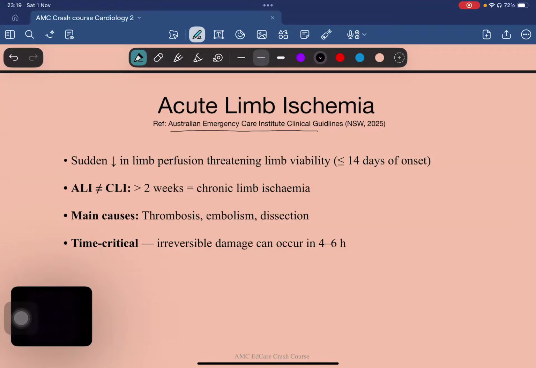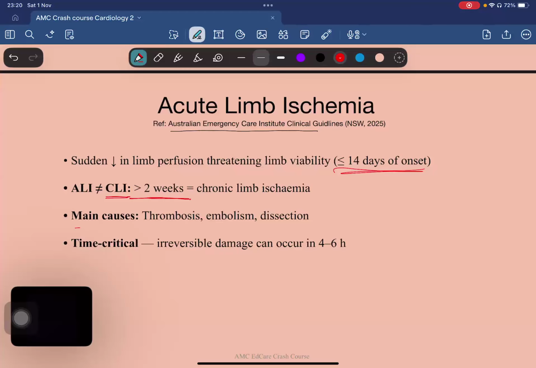So acute limb ischemia is a surgical emergency, of course. It is a sudden drop in arterial blood flow to a limb that could threaten its viability. This Emergency Care Institute defines acute limb ischemia as a loss of perfusion within 14 days. That's how we define the acute one, which is basically 2 weeks. And if the symptoms last longer than 2 weeks, we classify it as chronic limb ischemia.